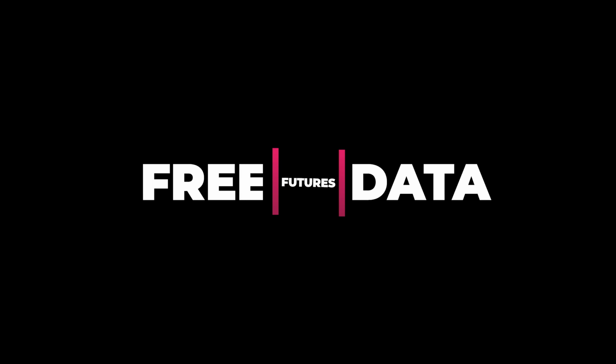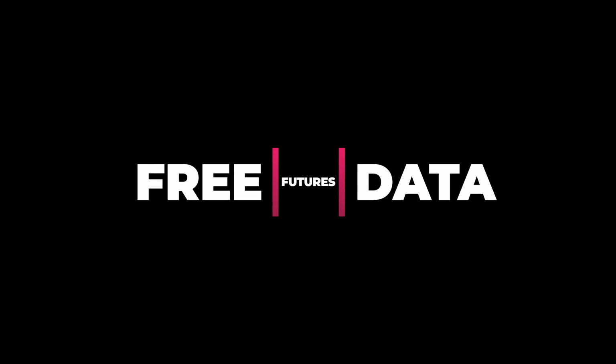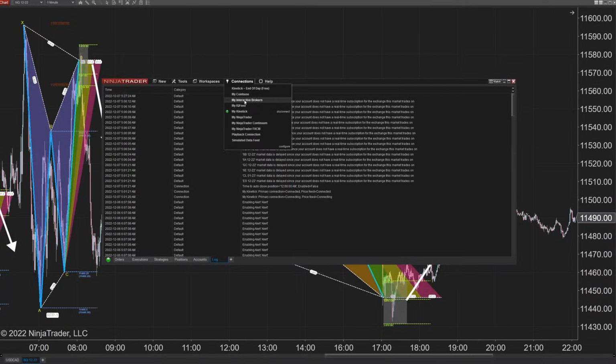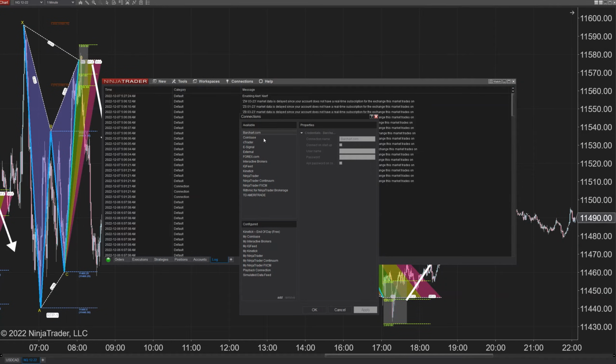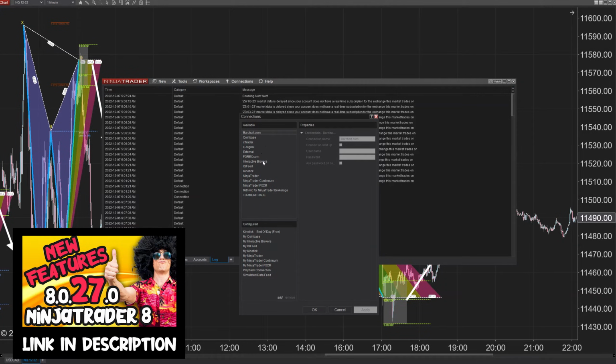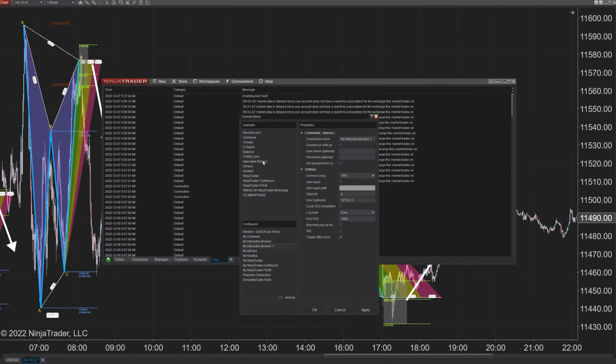Futures data is free. Nope, not clickbait. And this is not some alternative data feed. We're talking about raw, authentic data provided by the exchanges themselves, the thing that people pay hundreds of dollars a year for. And no, not just level 1, but level 2 free. And the best part, I'm going to show you how it's done in 2 steps.